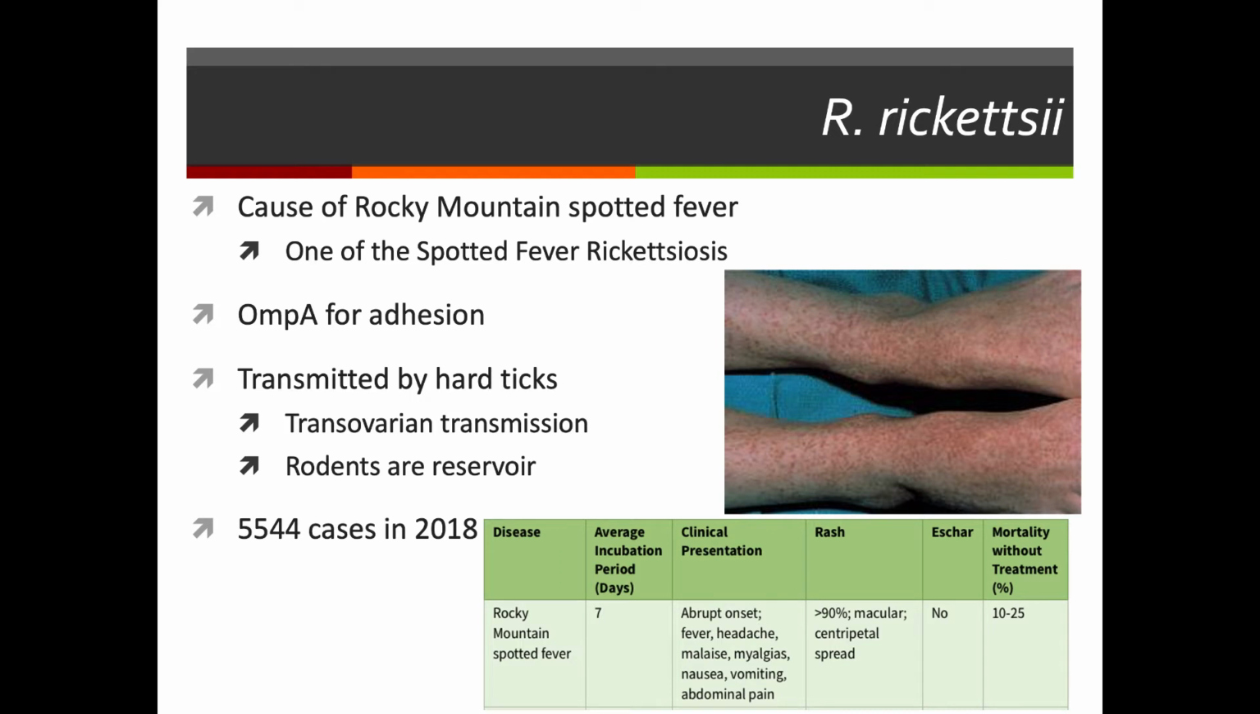And they have what's called a centripetal spread. So that means that the rash will usually start on the extremities and move its way inward. So you see like the patient's, looks like legs here, have the rash, and then it will move in towards the trunk. There generally is not going to be an eschar, which is going to be like a black necrotic lesion. And the mortality without treatment is anywhere from 10 to 25%.